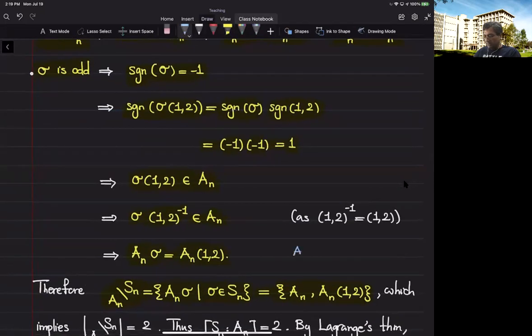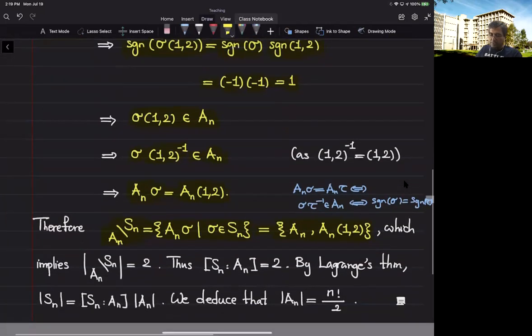Notice that a sub n sigma is equal to a sub n tau if and only if sigma tau inverse is inside a sub n, and that happens precisely when sine of sigma is the same as sine of tau, so they have to have the same parity. So in particular, if I give you an odd representative, it cannot give me the same coset as an even representative. So these two are different cosets.